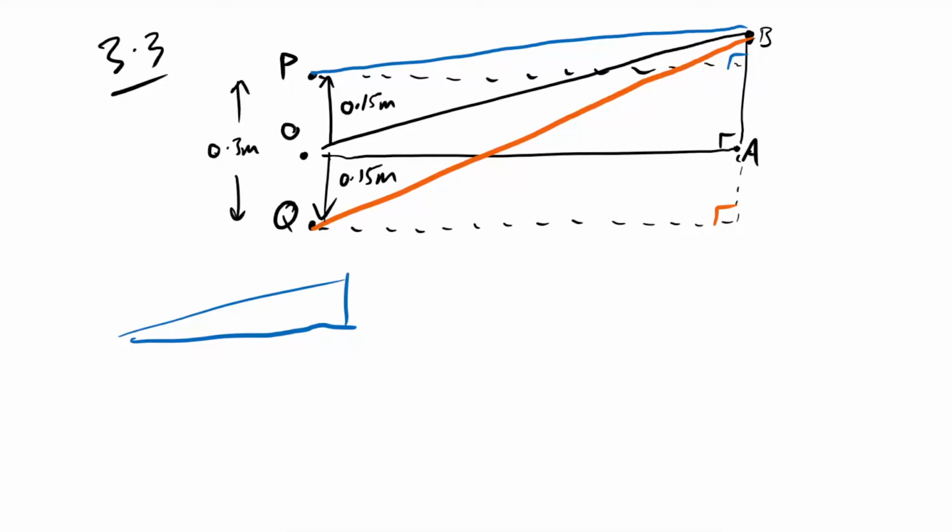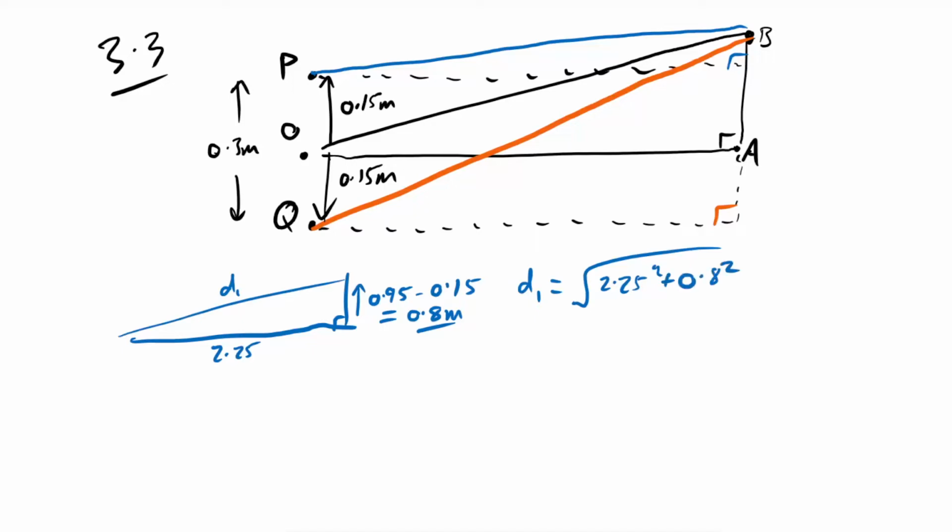So we know that this up here is going to be, well, what was it? 0.95 take away 0.15. So that's going to give us 0.8 meters. And we know the big distance here, of course, is 2.25. So we're looking for this distance 1, let's say. Distance 1, just using Pythagoras, 2.25 squared plus 0.8 squared. It's a lot of effort. Good grief. And that gives us, to 2 decimal places, 2.39 meters.